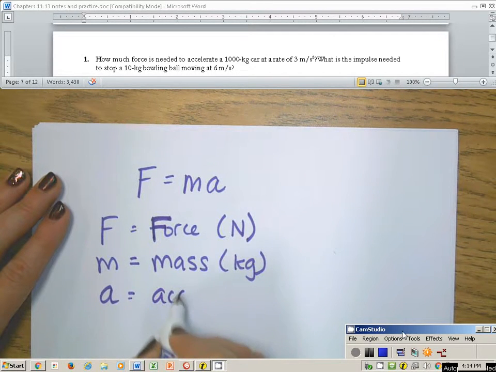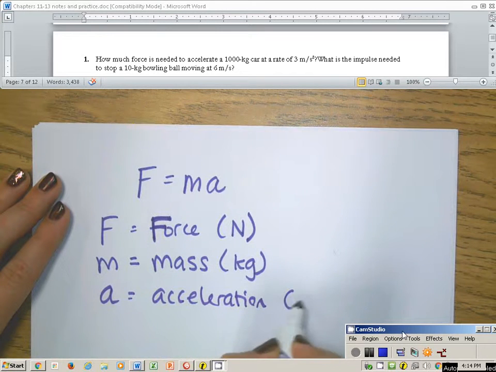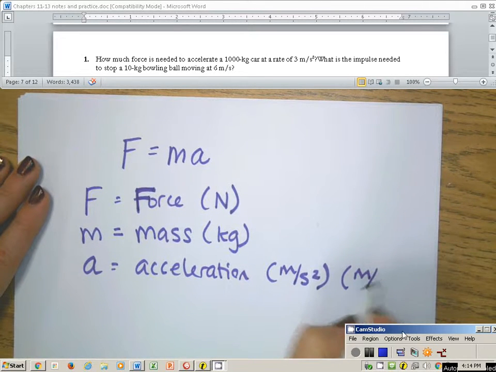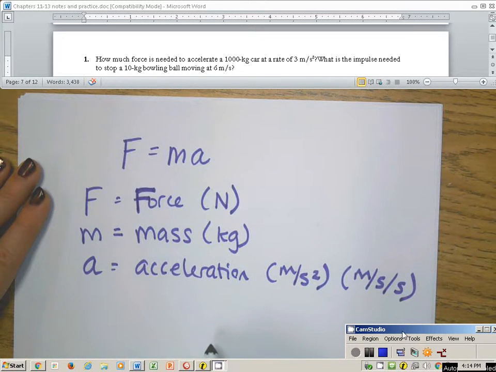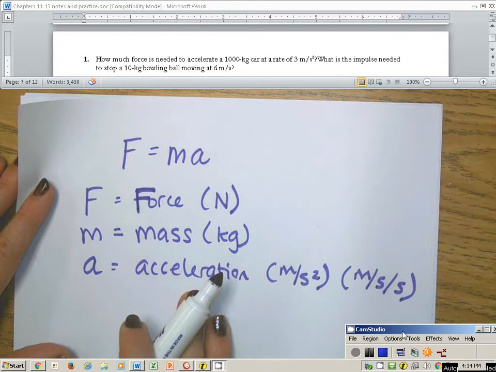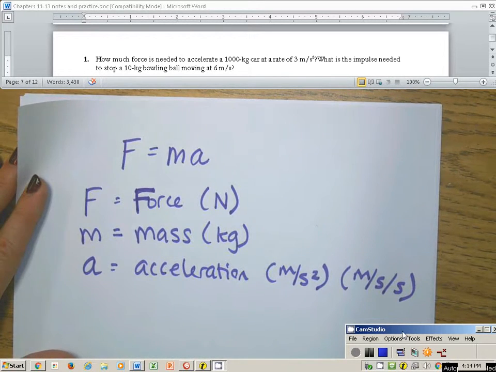A is acceleration, and acceleration for us needs to be put into meters per second squared. The other way that you could write this, and it's how it appears on our North Carolina reference tables, is meters per second per second. It's the same difference. So as we get ready to work the problems, we need to keep in mind that this is our equation, and these are the things that we need to use. Now, if you're watching along from home and you haven't done this in class, then you can pause it and you can write these things down.